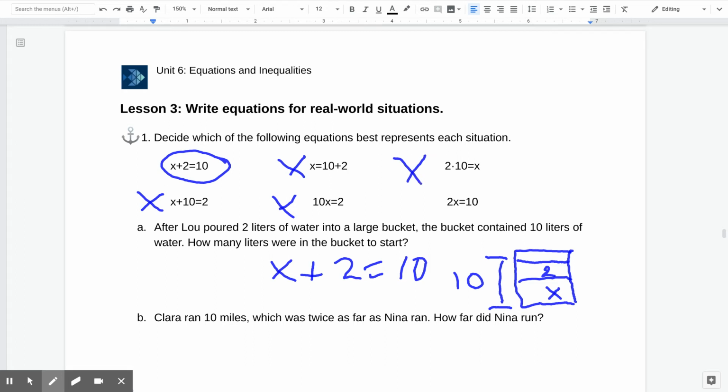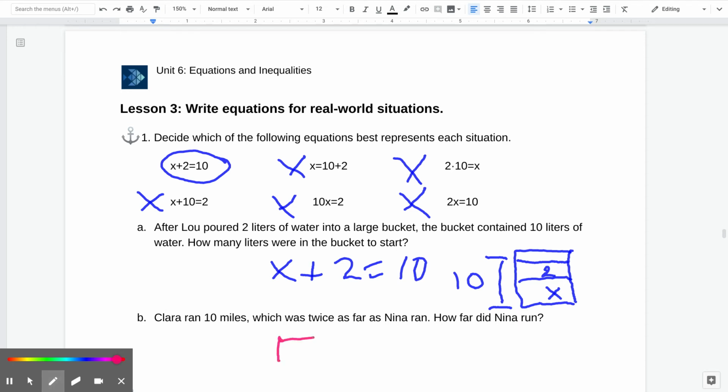2x equals 10? No. So drawing this tape diagram helps me to see what type of equation I'm looking for. For my next one, I'm going to change colors so it's a little clearer. Clara ran 10 miles, which is twice as far as Nina ran. How far did Nina run?